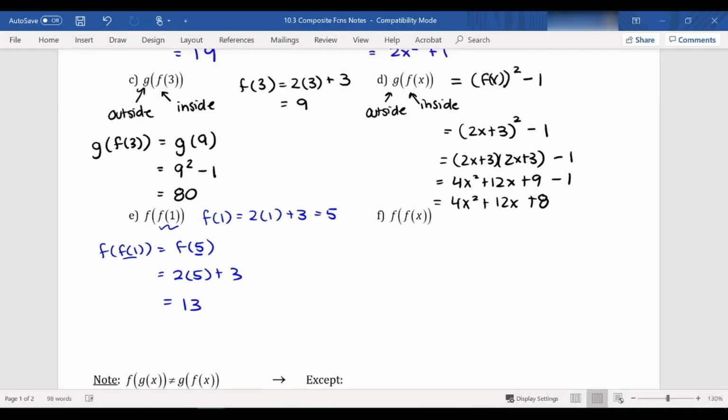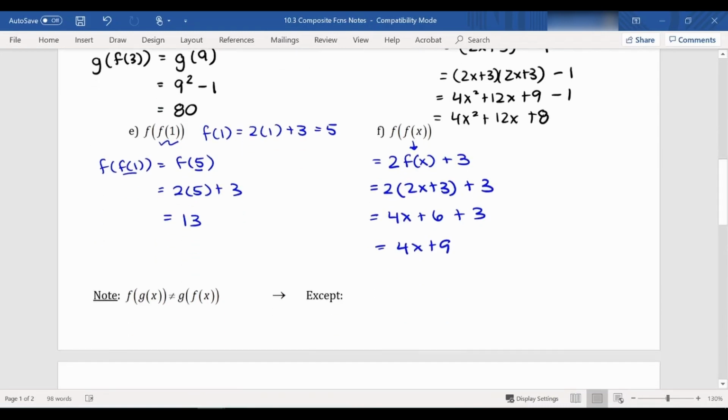This one, I'm going to plug f of x into itself. So because I have 2x plus 3, this is going to become 2 times f of x plus 3. The f of x is replacing x in my equation, which will be 2 times (2x plus 3), or 4x plus 6 plus 3, which is 4x plus 9.